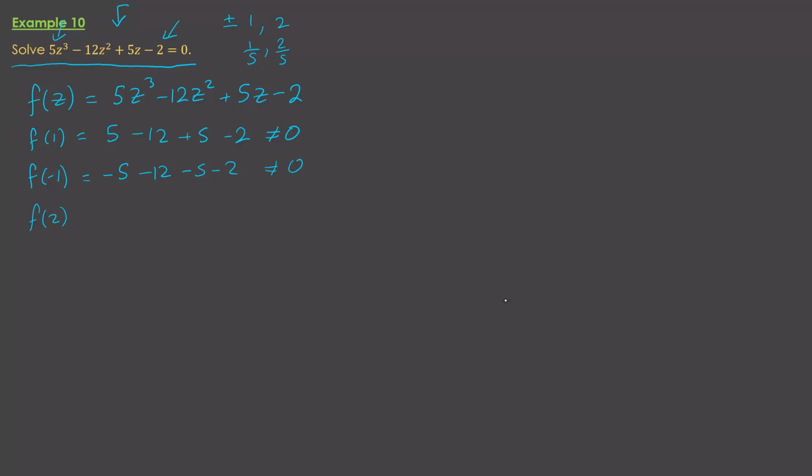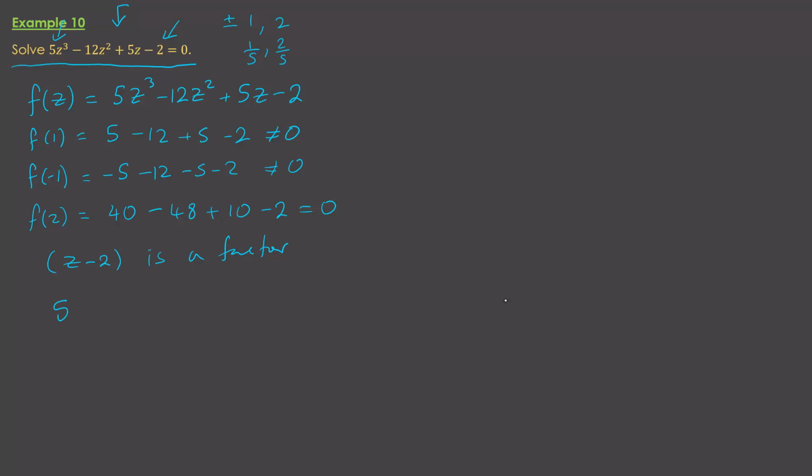Let's try f of 2. So that would be 5 times 8, which is 40. Take away 12 times 4, which is 48. Add 10, take away 2. And that is 0, which tells me that z minus 2 is a factor.